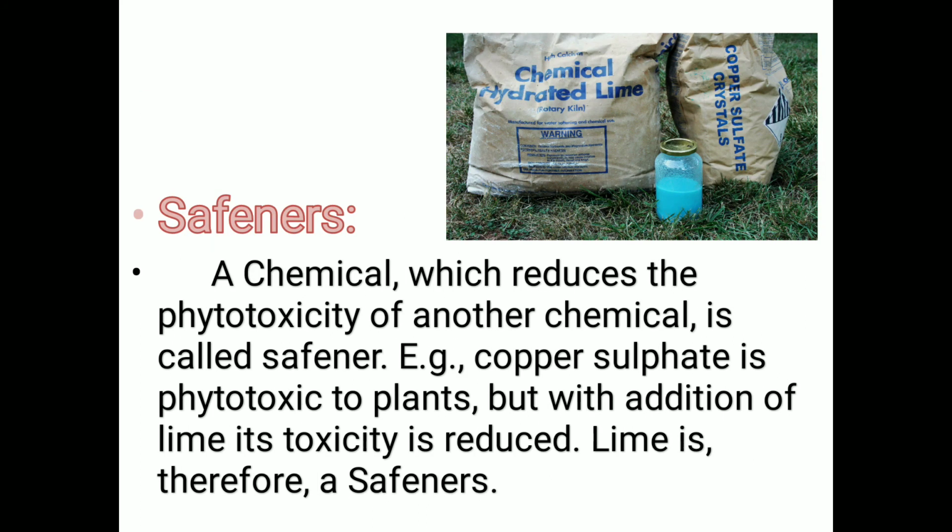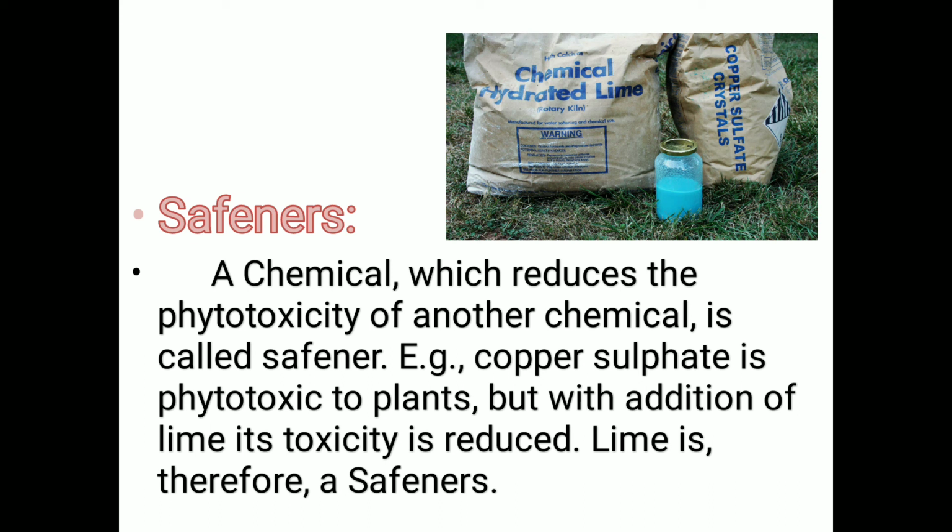Next one is safeners. What do safeners mean? When one chemical reduces the toxicity of other chemicals, such a chemical is called a safener. For example, during the preparation of Bordeaux mixture, as we know, we prepare it with 1 kg of copper sulfate plus 1 kg of lime in 100 liters of water. But instead of 1 kg of copper sulfate, if you applied 2 kg of copper sulfate and 1 kg of lime in 100 liters of water, what happens?